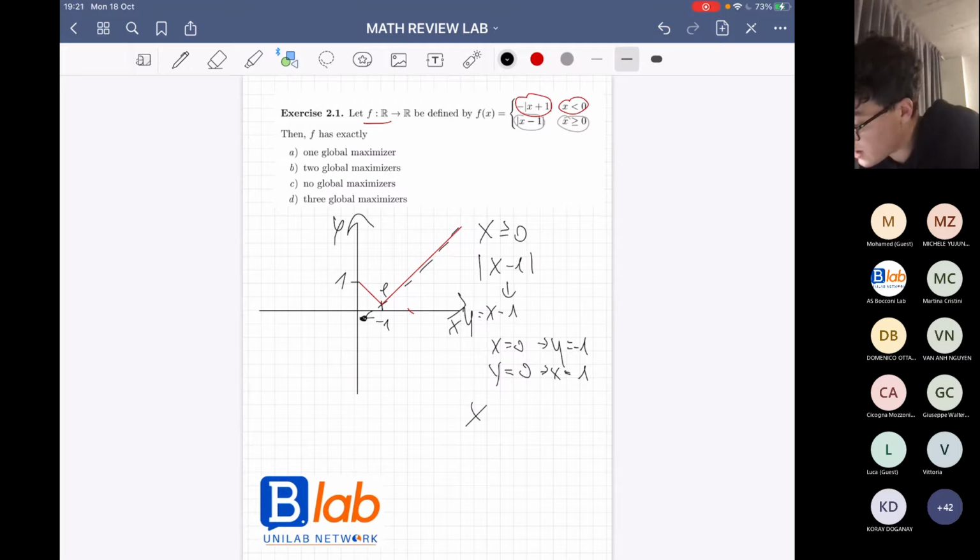We just draw also this one. When x is less than 0, we analyze, and we know that of course this is x, the absolute value minus the absolute value of x plus 1.